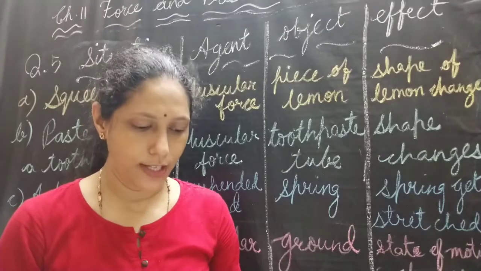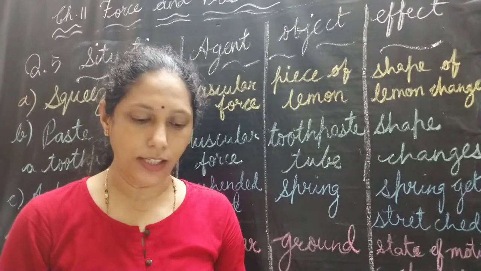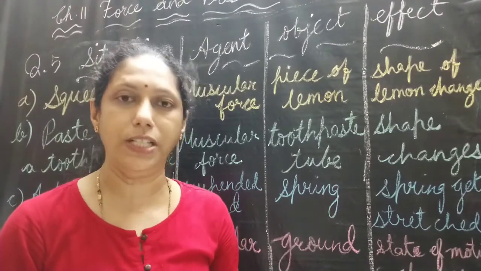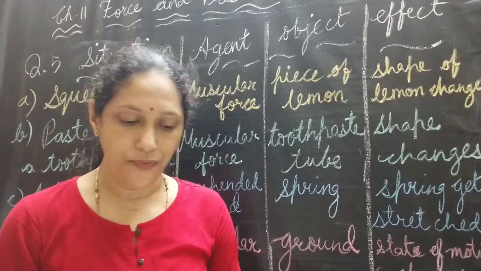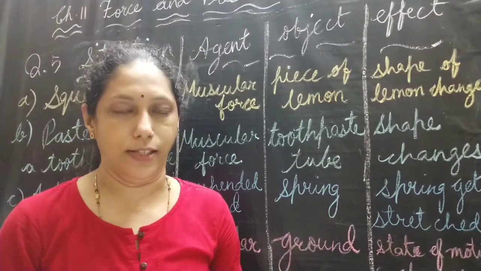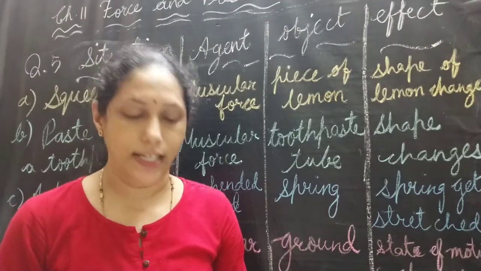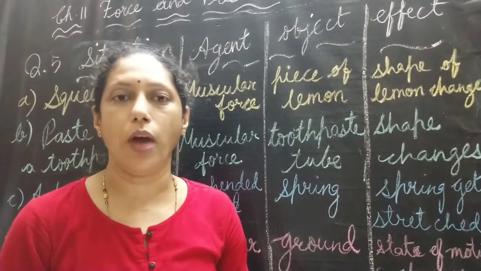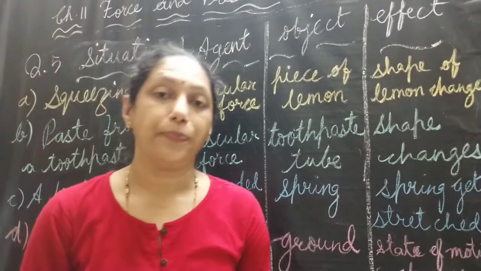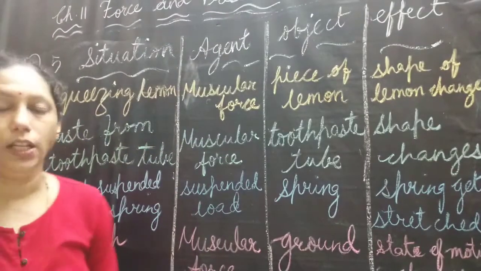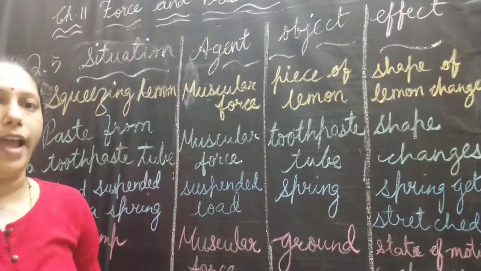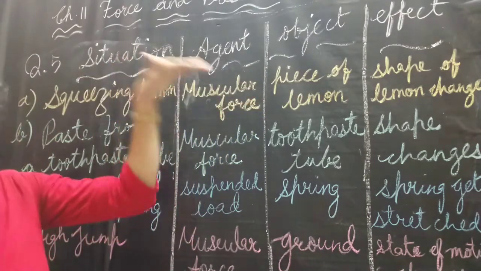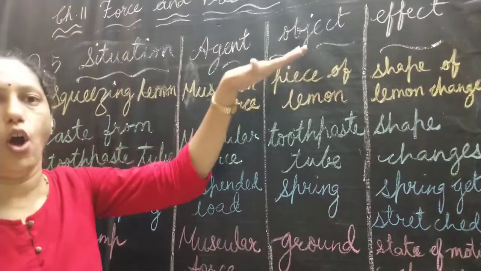Question number 5 is, in the following situations, identify the agent exerting the force and the object on which it acts. State the effect of the force in each case. The first situation is, squeezing a piece of lemon between the fingers to extract its juice. Now here in this situation, the finger muscles are exerting the muscular force on the piece of lemon.